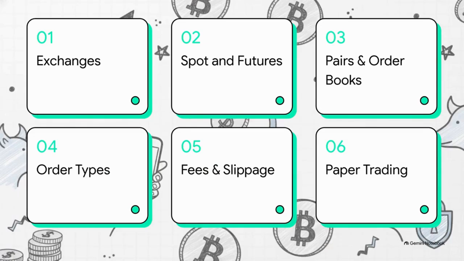Here's our roadmap for a single trade today. We are going to cover: 1. Where to trade, exchanges. 2. Spot and futures trading. 3. Mechanics, pairs and order books. 4. Execution, types of orders. 5. Costs, fees and slippage. And finally, 6. Practical, paper trading workflow. It's a logical, highly actionable sequence.